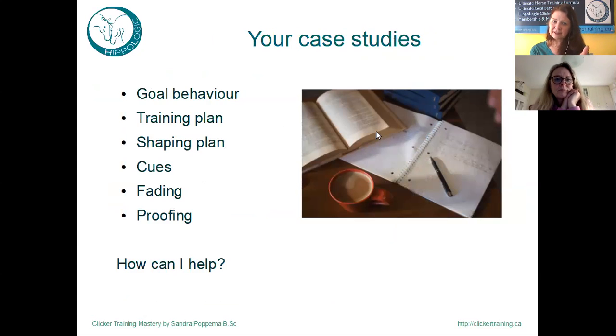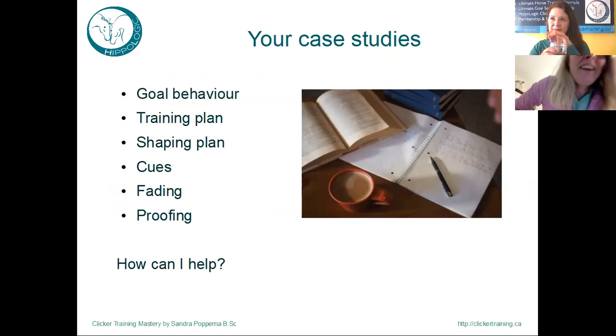So in the case studies, you have already picked a goal behavior. I think by now, well, I know for sure you have written a training plan. You know how it fits into your bigger plan, which is really important. And you made a shaping plan. Have you already thought about cues at this point, Hilda? You're muted. Shall I unmute you? Yeah, I unmuted you.